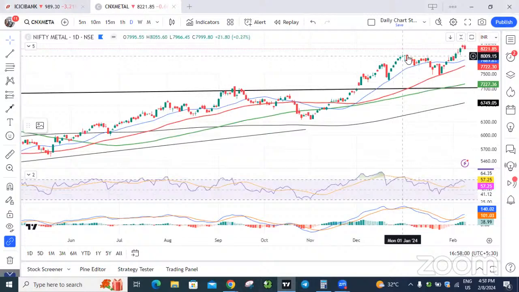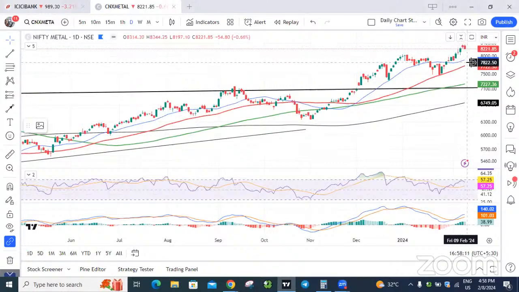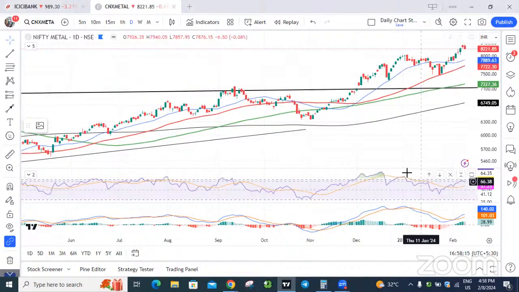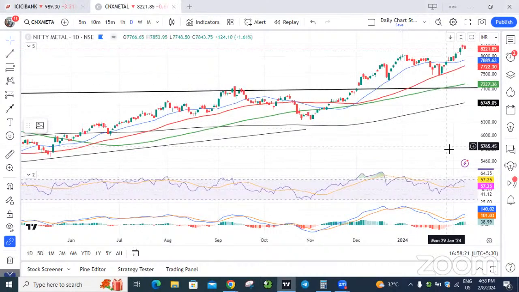previous high level. Also, if you see, this price range cluster at the 8,000 level is a key psychological level for Nifty Metal. So until then, it will continue to trend on the positive side. However, momentum has been deteriorating for almost the last 2 months. So let's see how it goes.